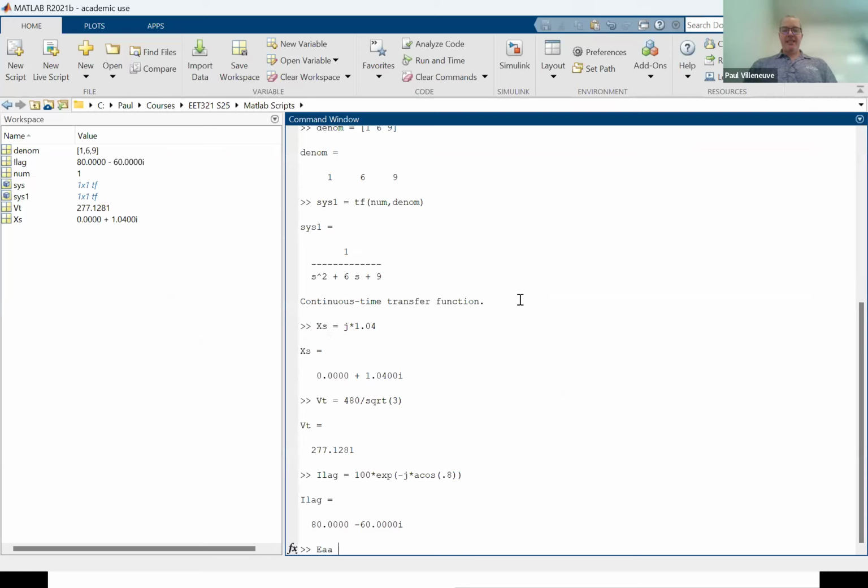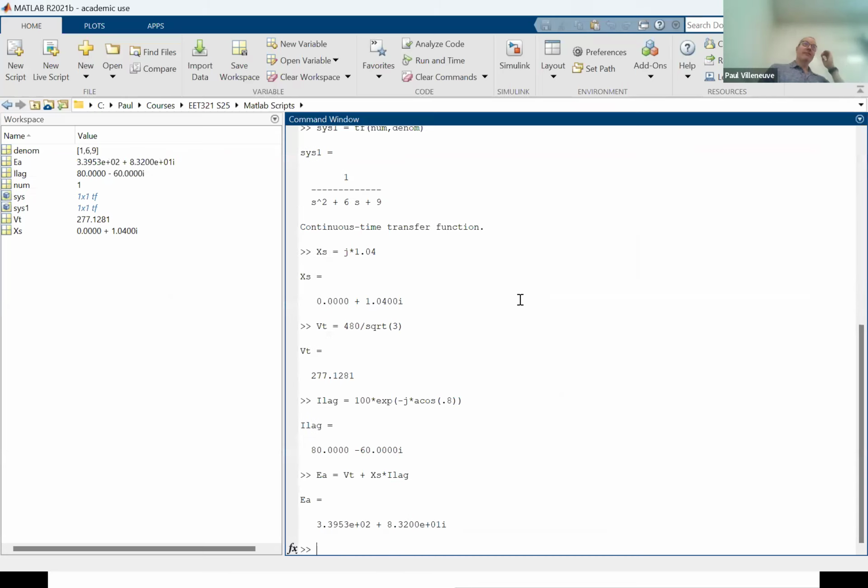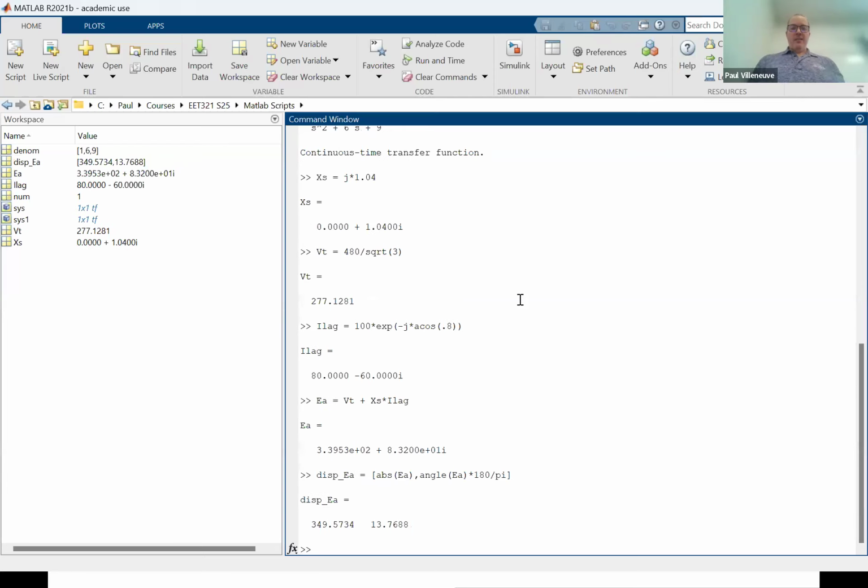And so my EA is going to be equal to VT plus XS times I lag. That doesn't look very good, because when we do voltages, we like to see them in magnitude and angle. So I'm going to display my EA as the absolute value of EA and the angle of EA times 180 over pi. So I get 349 at an angle of 13.76.